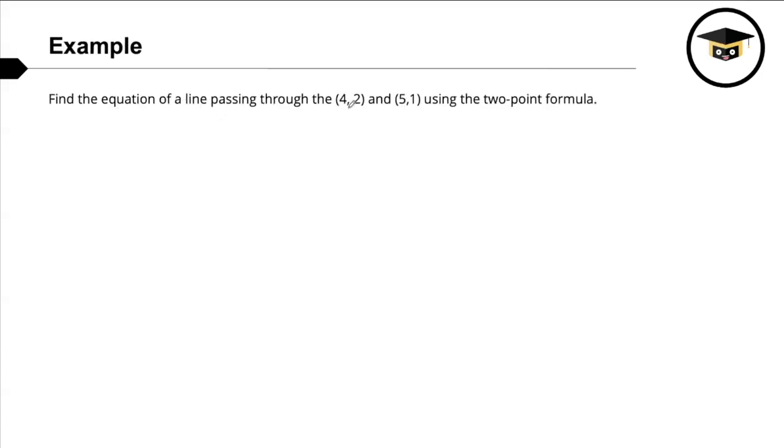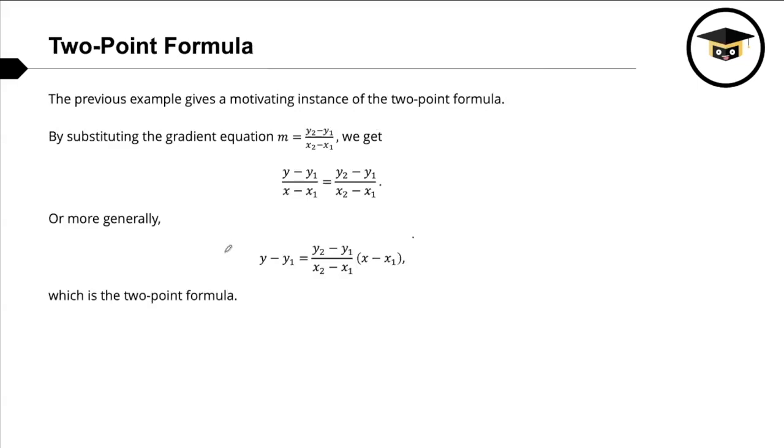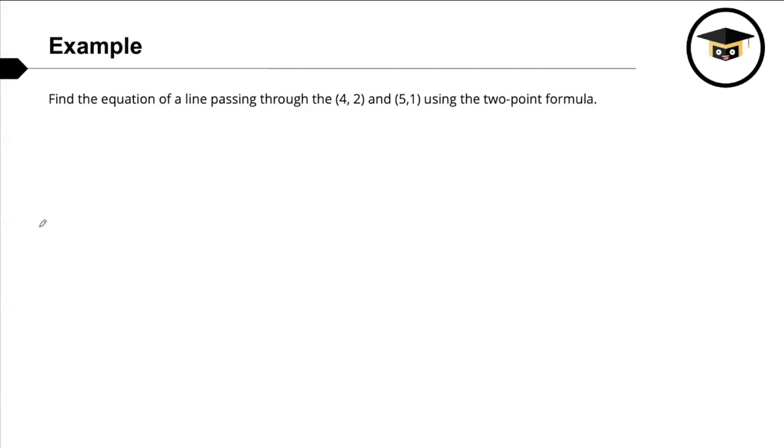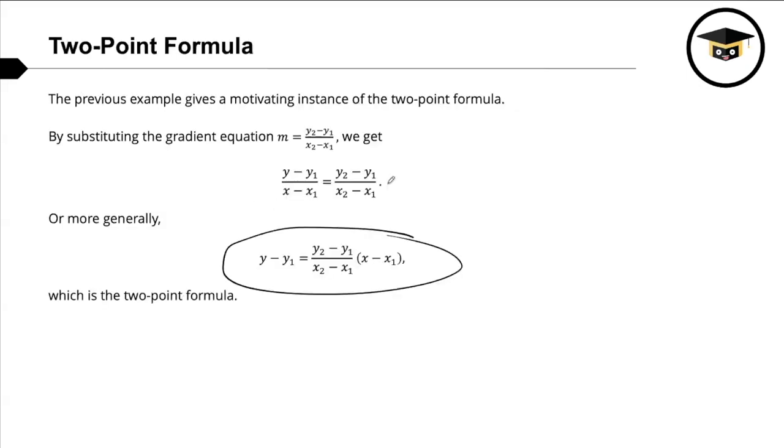Find the equation of a line passing through the points 4, 2 and 5, 1 using the 2-point formula. Now, in this question, it specifies that we have to use the 2-point formula. So I'm going to show you how to do that. But in my experience, it's much easier to just find the gradient and use the point gradient form than it is to use the 2-point form. But let's just use that. So here we have our equation, y minus y1 is equal to y2 minus y1 over x2 minus x1, bracket x minus x1.